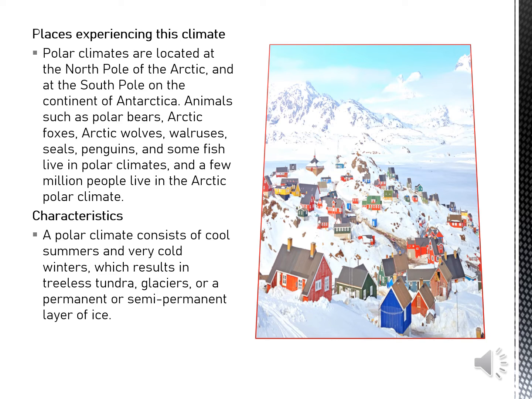Animals such as polar bears, Arctic foxes, Arctic wolves, walruses, seals, penguins, and some fish live in the polar climates, and a few million people live in the Arctic polar climate. Characteristics. A polar climate consists of cool summers and very cold winters, which result in treeless tundra, glaciers, or a permanent or semi-permanent layer of ice.